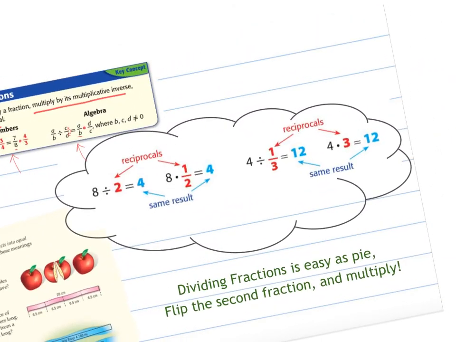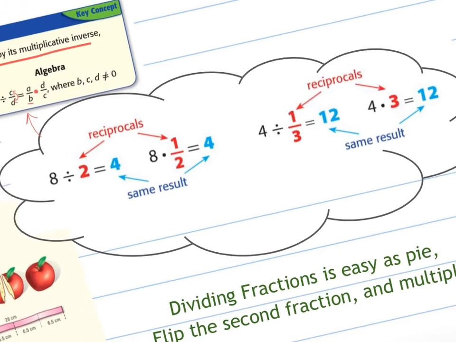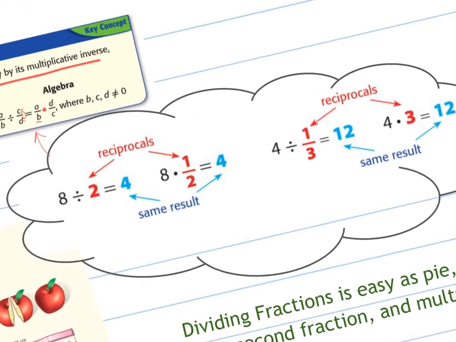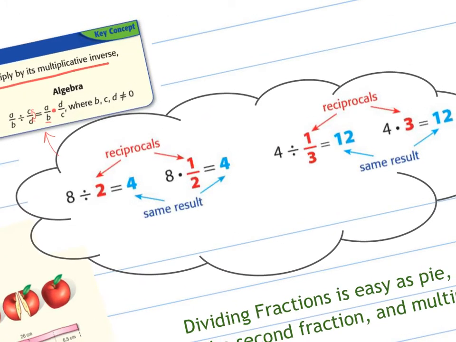So I want you to look at these examples really quick. 8 divided by 2, as we all know and have known forever, is 4. And that's because I'm taking 8. So let's say I have 8 x's, and I'm dividing them into groups of 2. So then I have 4 groups.